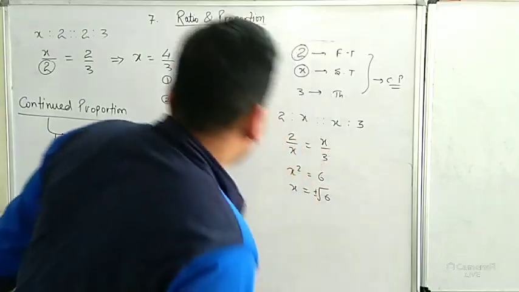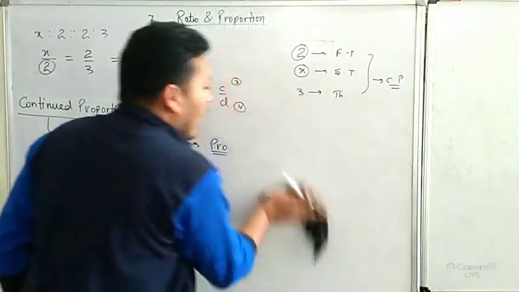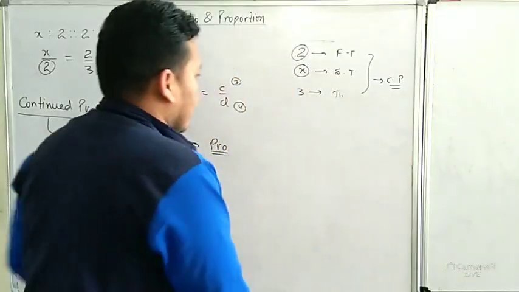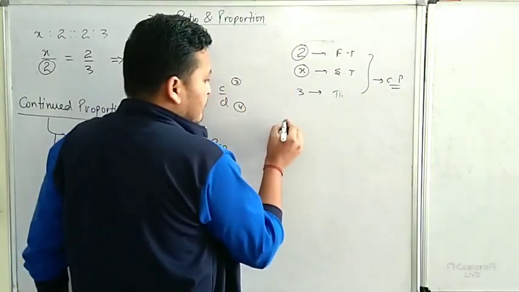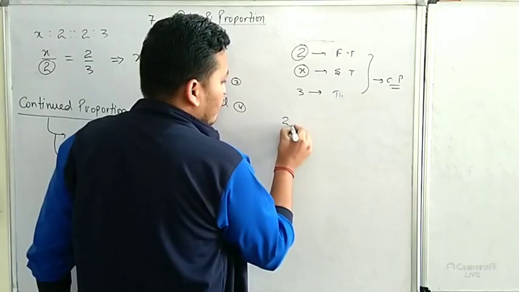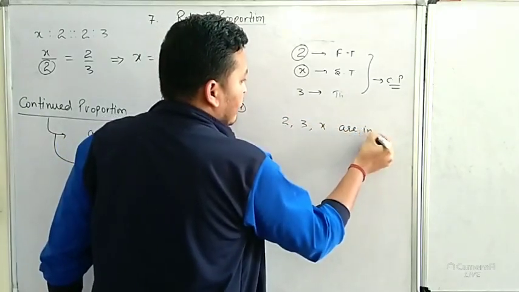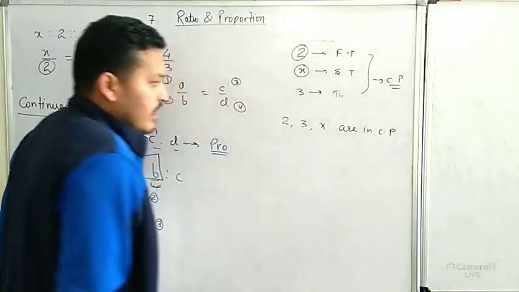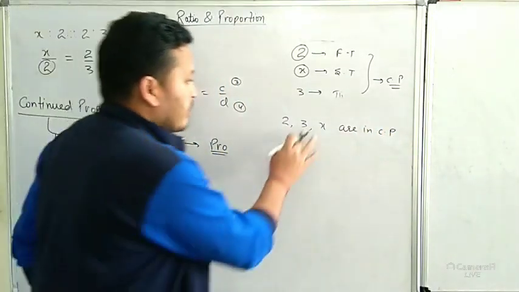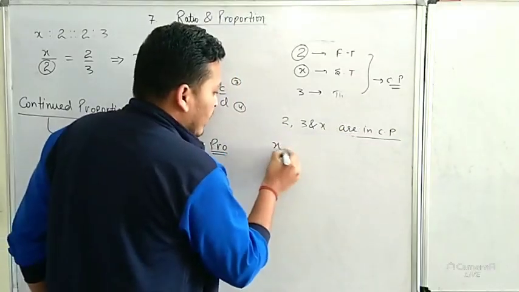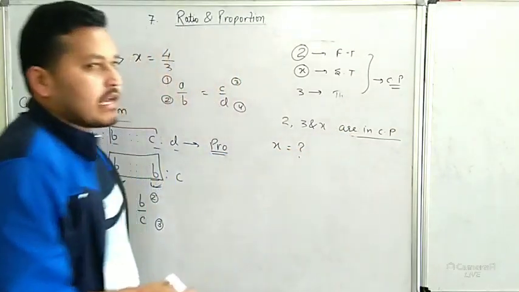One more example. Write the answer in the comment section. What will be the solution of this question? Write in the comment section. If 2, 3 and x are in the form of continued proportional, what will be the value of x?